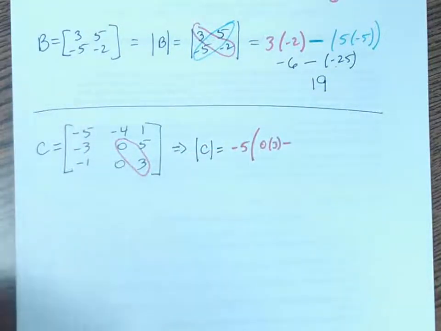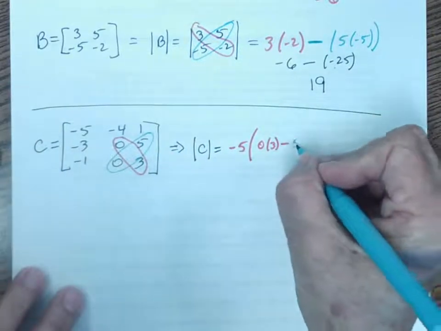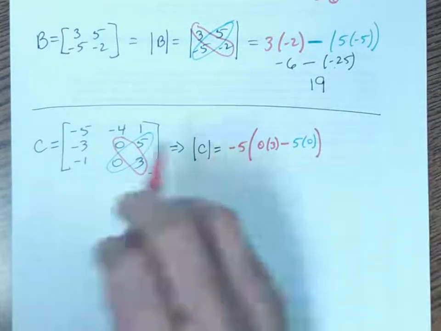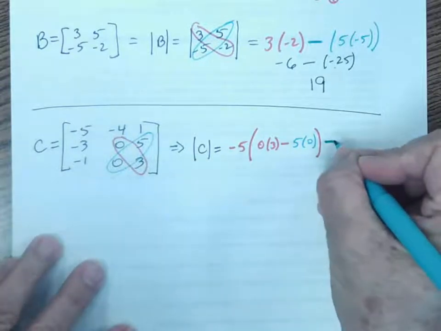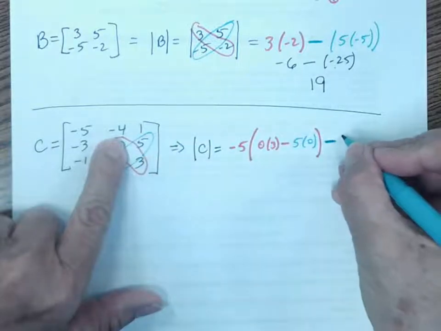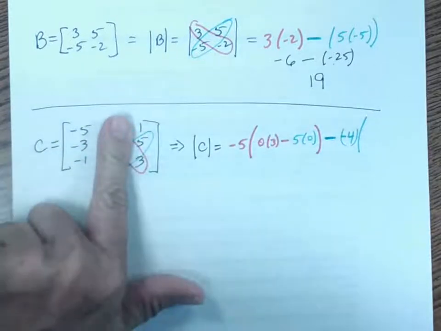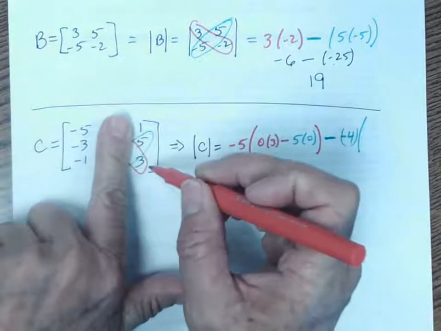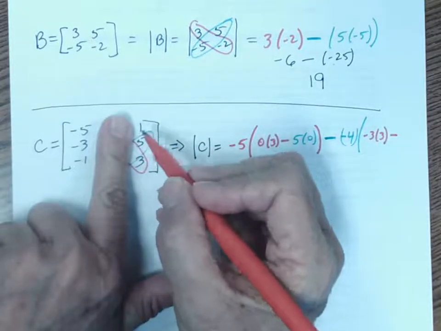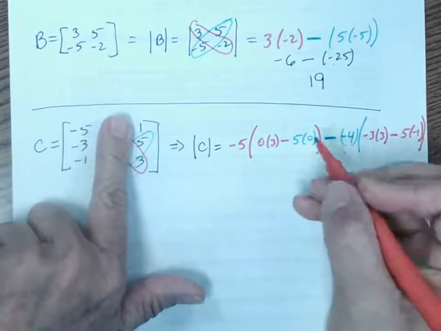minus 5 times 0. That gives me the first part of this. I then have to subtract, just like up here, we subtract the top here, so -4 times, and again, cover this column. So now I'm going to be taking -3 times 3 minus 5 times -1. And I've run out of room.